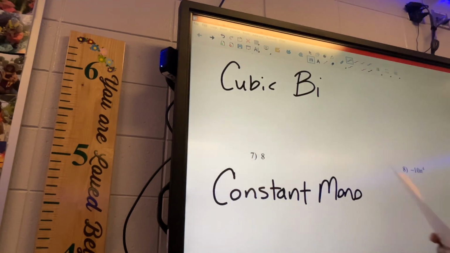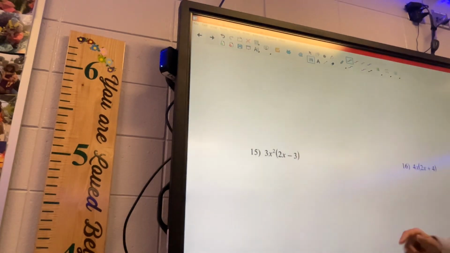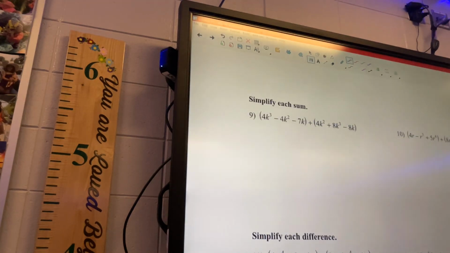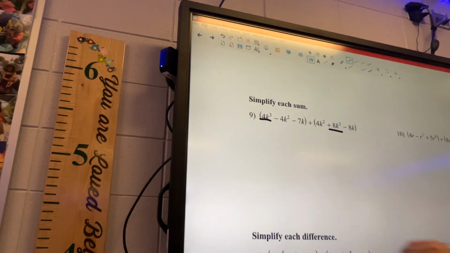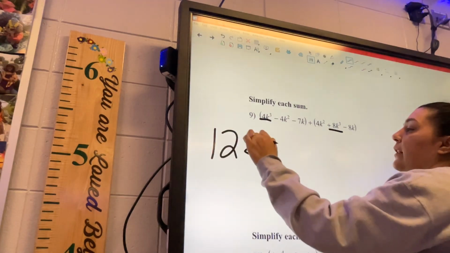Okay, number 9 says simplify each sum. It just means combine like terms. Okay, we start and we go from high to low. So what is going to be the highest? The K3. So we're going to say 4 plus 8 is going to be 12 K3.